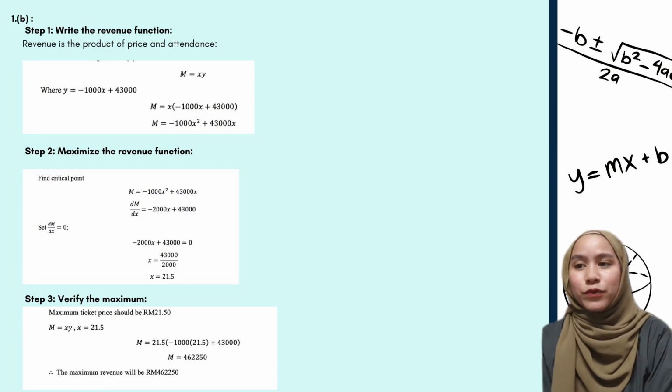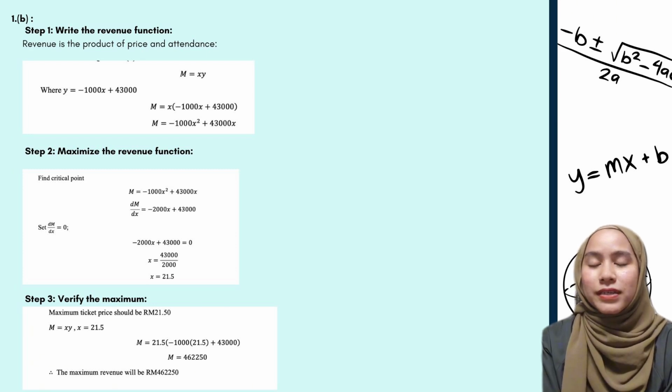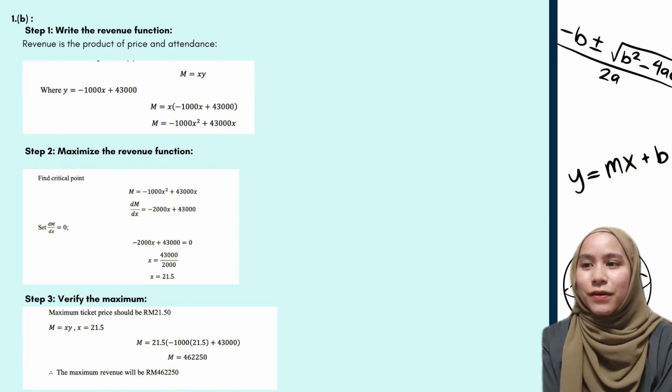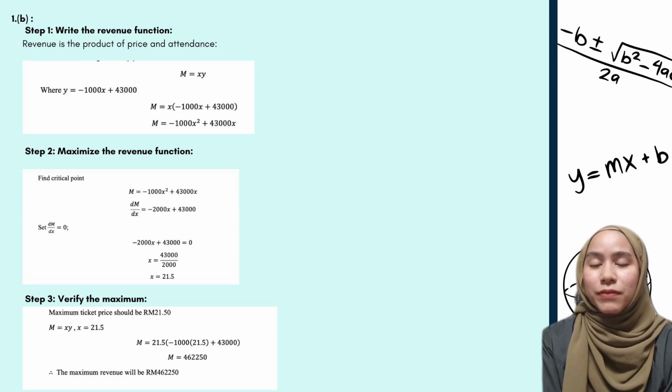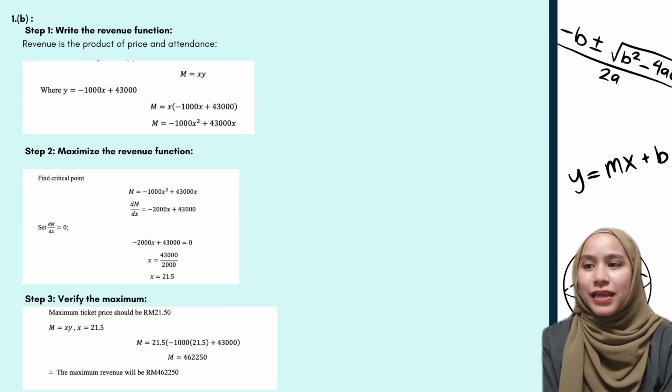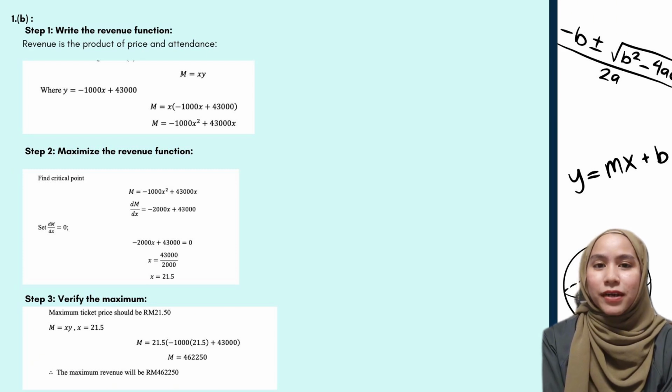Then step 2, to maximize revenue, we need to find the critical point by differentiating M with respect to X, which is dM over dX equals negative 2000x plus 43,000. Next, we set dM over dX equal to 0 to find the value of x. We solve it and we get x equals 21.5. So the ticket price that maximizes revenue is RM21.50.